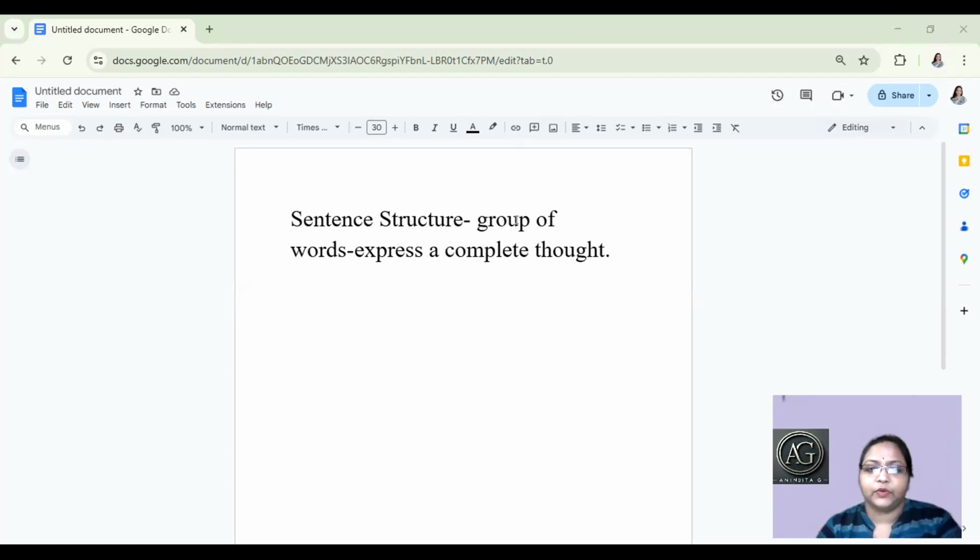But did you know that there are different ways to structure a sentence? Sentence structure refers to how words and clauses are arranged to create meaning. There are four main types of sentence structures. The first one is the simple sentence structure. Let me take one by one. We have simple sentence structure, compound sentence structure, complex sentence structure, and compound-complex sentence structure. So we will take one by one. First let me take the simple sentence.